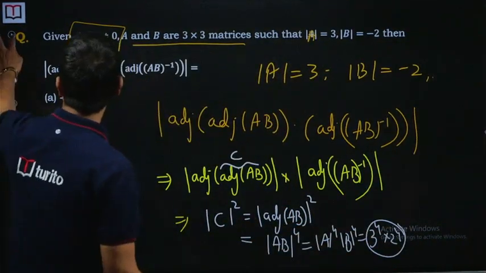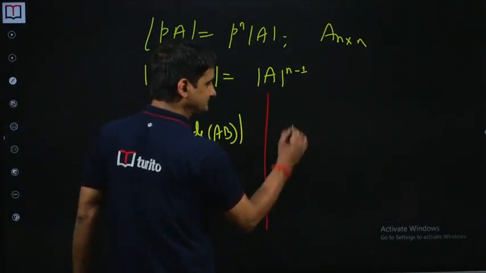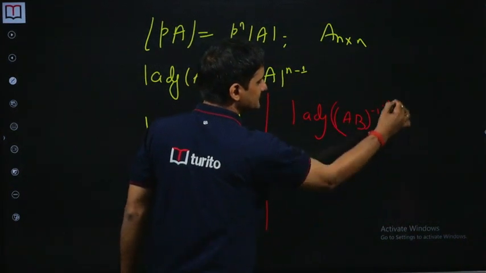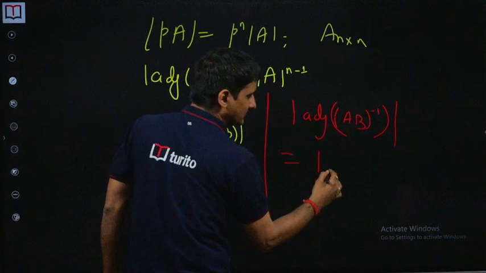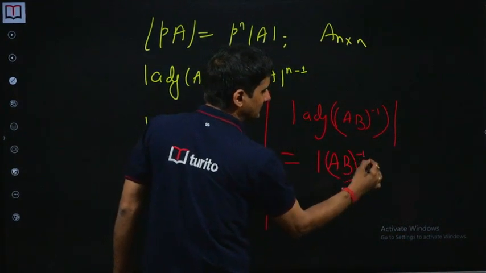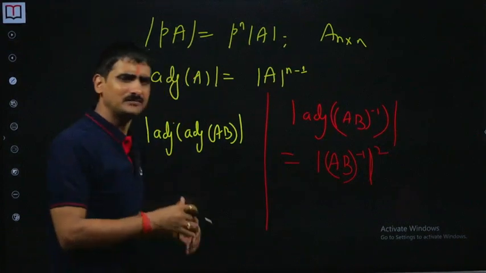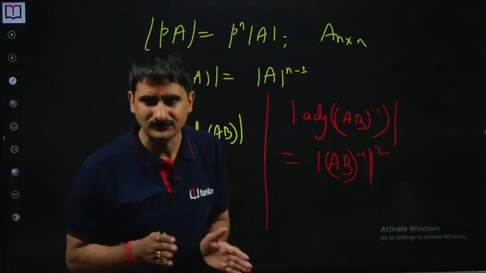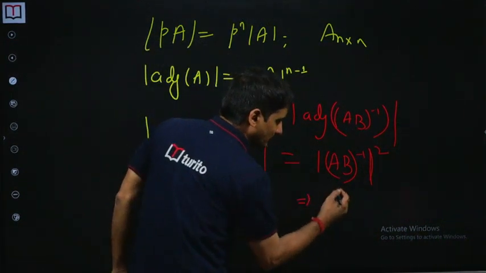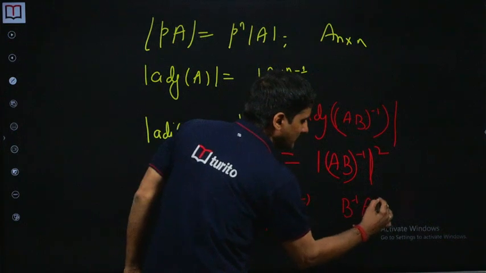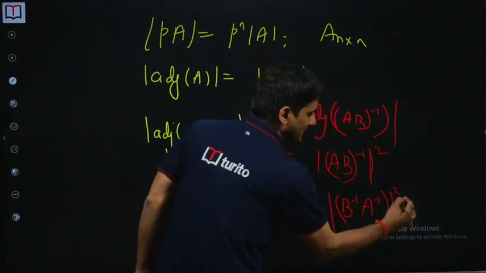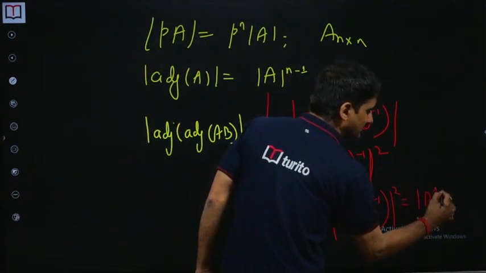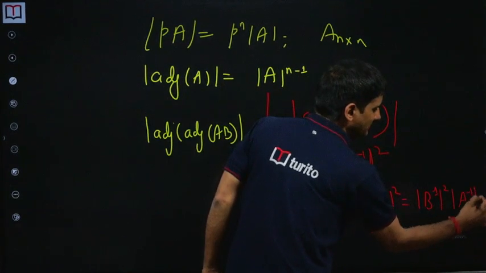Now moving to the next part, which is determinant of adjoint of AB whole inverse. So again, what is it? It's nothing but determinant of AB inverse whole square. So whatever matrix you have, determinant of adjoint of C is determinant of C whole square. Now, we know this is B inverse into A inverse using property of inverse. And then using property of determinant, it gets distributed. So B inverse determinant whole square, A inverse determinant whole square.